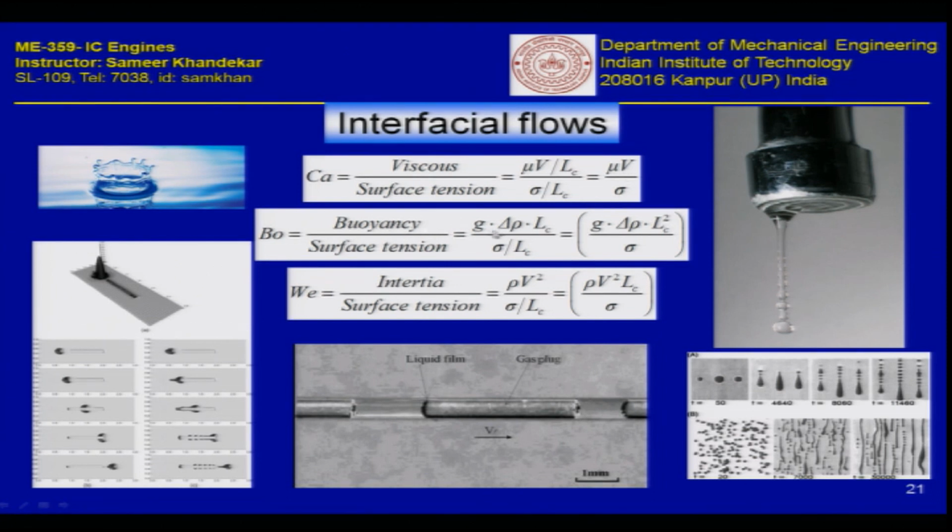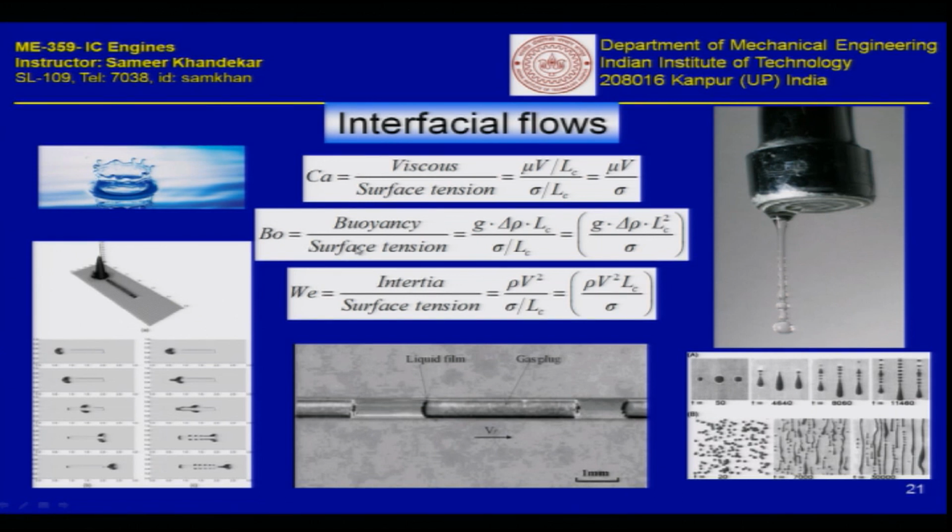In a similar manner, the buoyancy is g into delta rho, and naturally the length scale of this bubble or this gas phase, for example. So, the multiplication of these three, g, delta rho and L, will give you the buoyant force, and you can again divide it by sigma by Lc. So, you will get g delta rho Lc square by sigma, which is the Bond number.